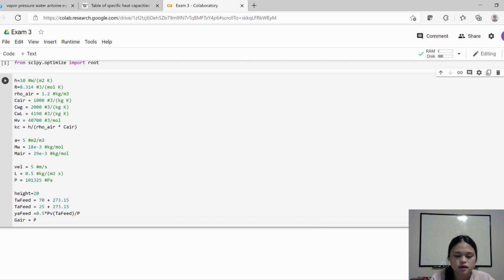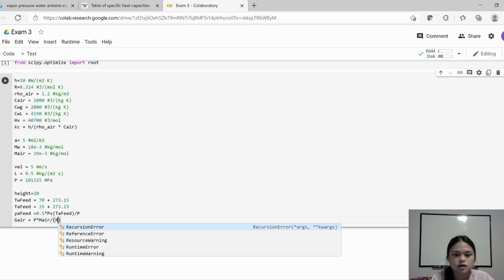And that's just going to be that atmospheric pressure, the molecular weight of air over that gas constant, multiplied by the temperature of the feed air, and then times the velocity of the incoming air feed.